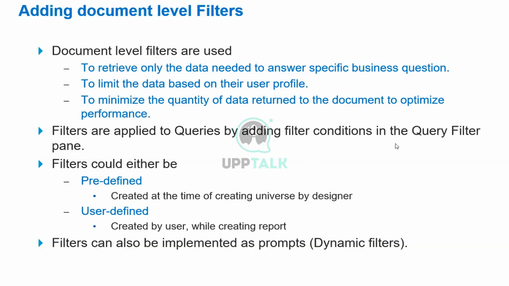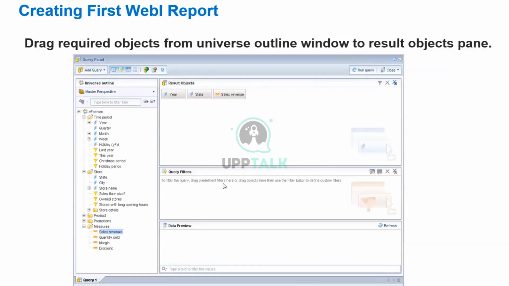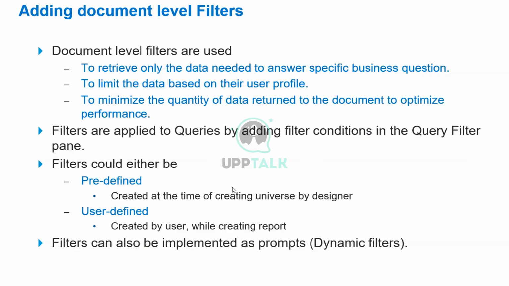Filters are applied to queries by adding filter conditions in the query filter pane. To enable the document query filters, we have to add them. If you want a state level filter, we can select state and drag and drop it in the query filters. Then the state level filter will be applied here. Here also, filters could be either predefined or user defined.